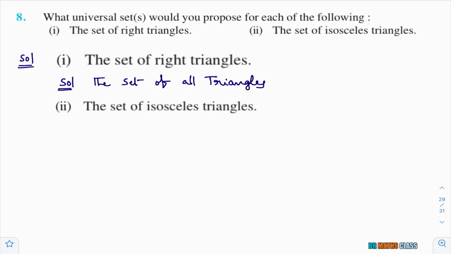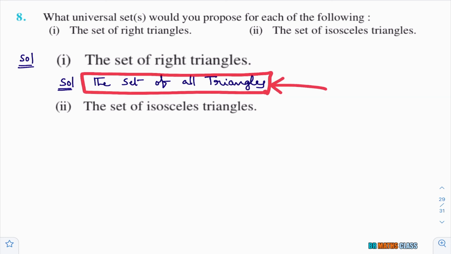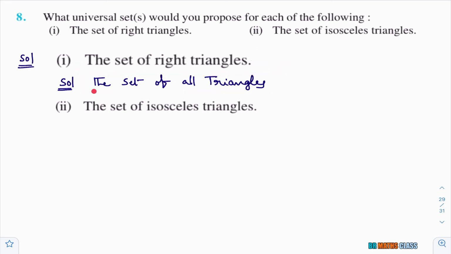My question is, as I am proposing it as a universal set, what do I need to think? This contains whatever things we are discussing. We are discussing here the set of right triangles. Is the set of right triangles present in this set or not? Yes. This set contains all the triangles. As we are discussing, right triangles are also present in this set. So this is the universal set we can propose.